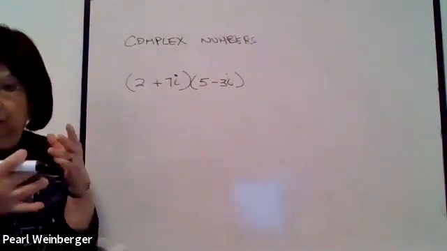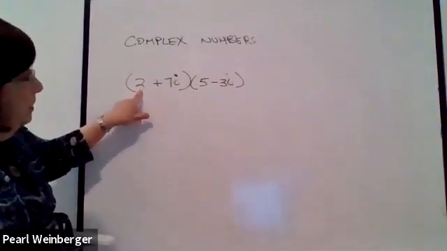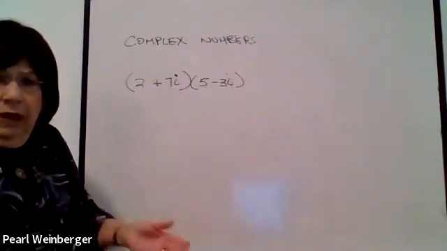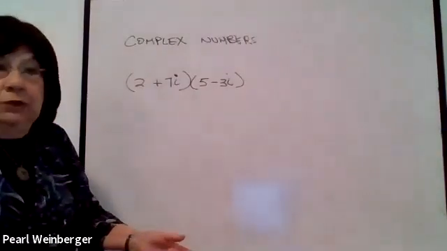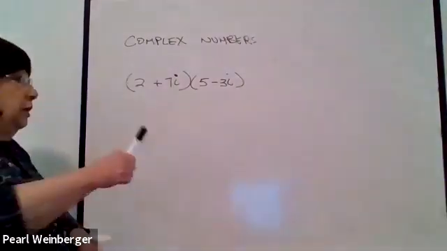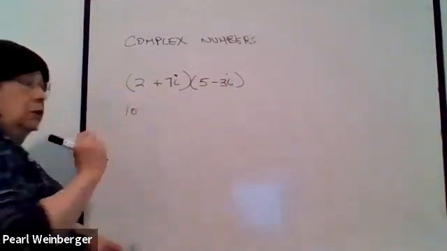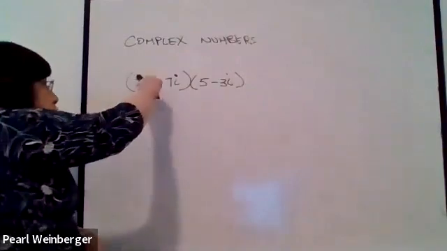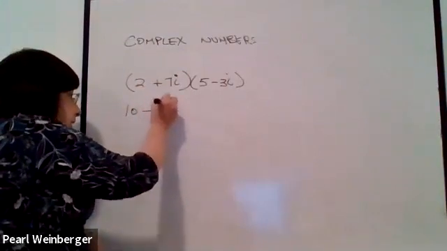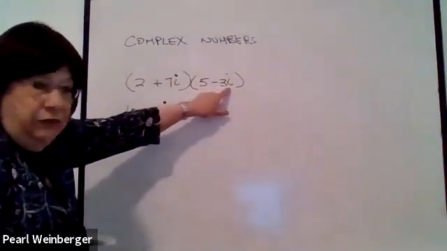But think about it. These are binomials. I can't combine these two because this doesn't have an i and this does. It's just a binomial times a binomial. How do we multiply binomials? Well, we've been doing binomials all along by using FOIL. So let's use FOIL. First, 2 times 5 is 10. Outer, 2 times negative 3i is negative 6i. It's just like regular algebra. You would know how to do this if it's an x.